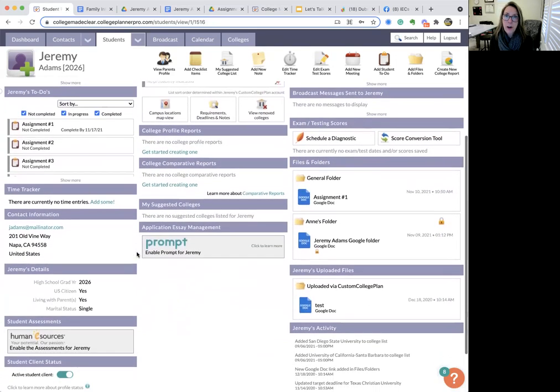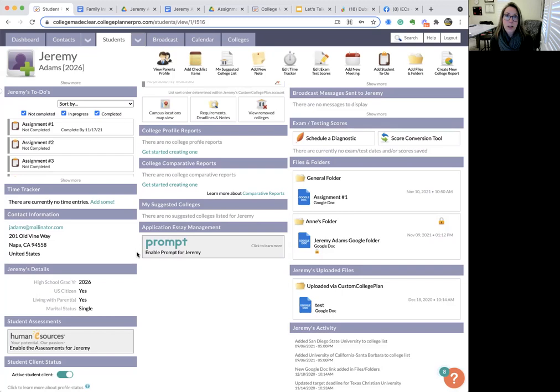They are the same for every student for the most part. So I created a multi-student to-do, which means you create it in College Planner Pro outside an individual student, and then you can assign it to multiple students.